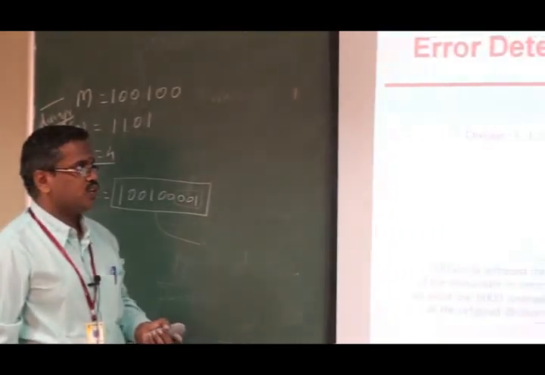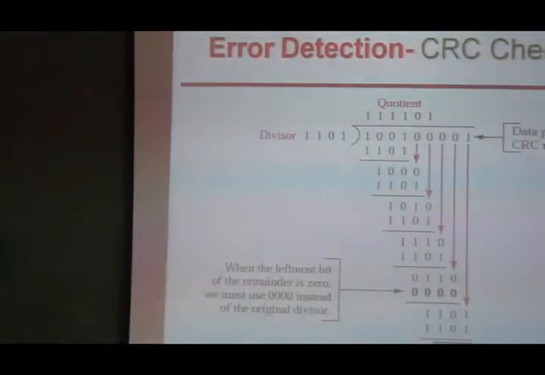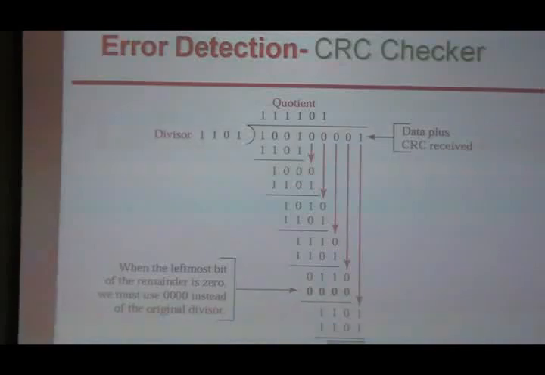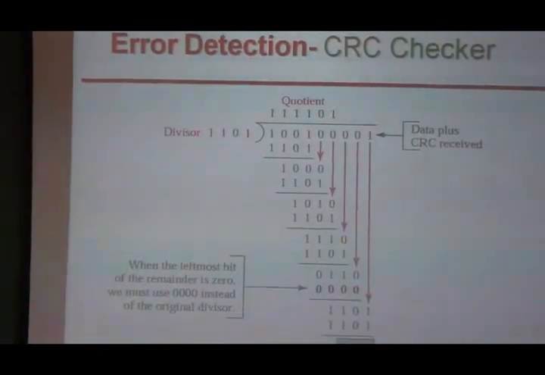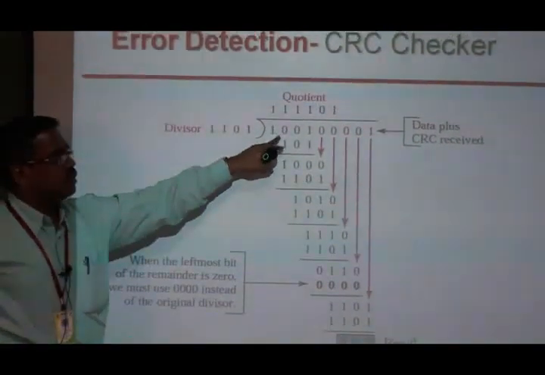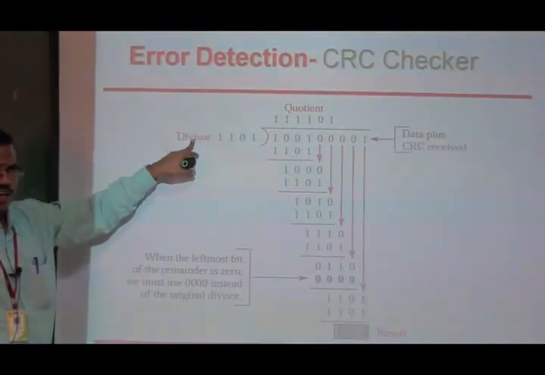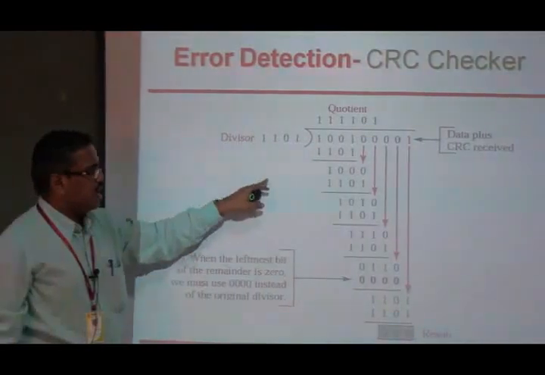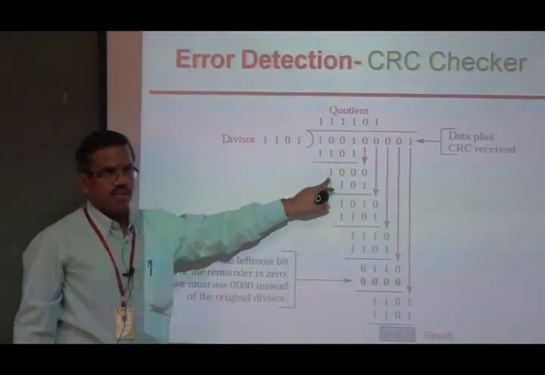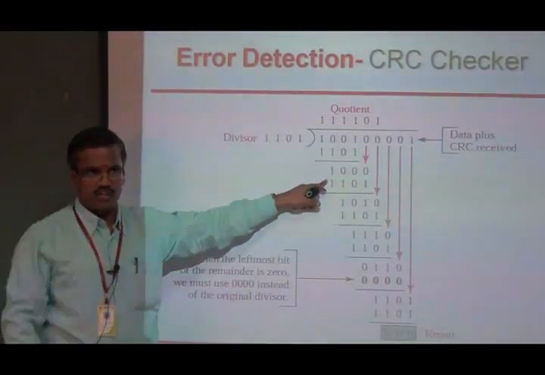Then the CRC checker on the receiver side uses this CRC message as the original message, so data plus the received CRC. The same predefined binary divisor is used here, and we process the modulo division that we performed on the sender side.